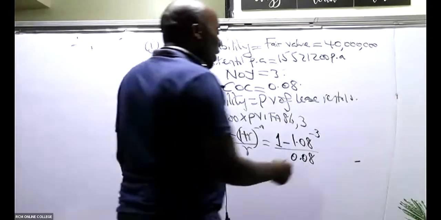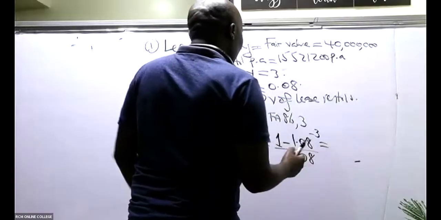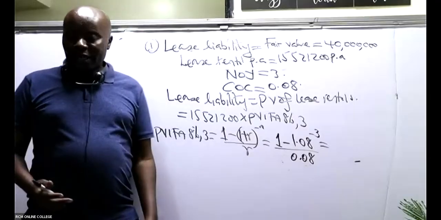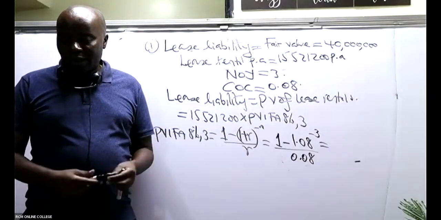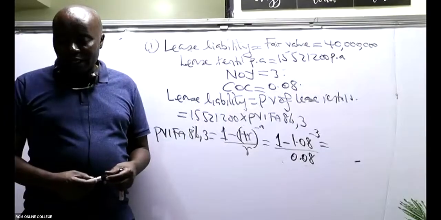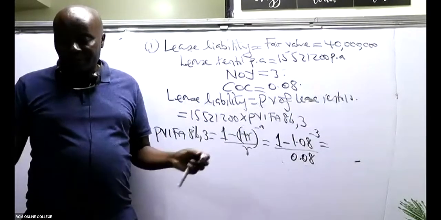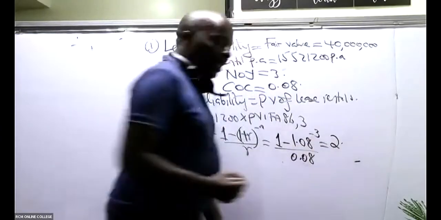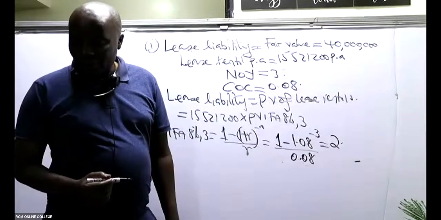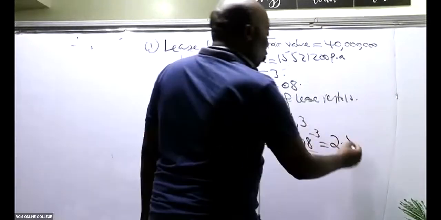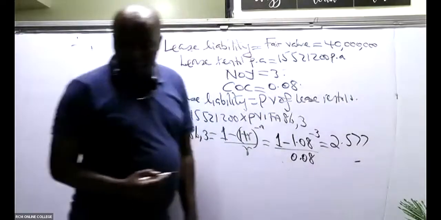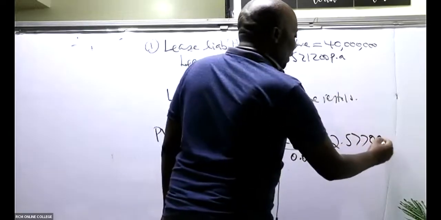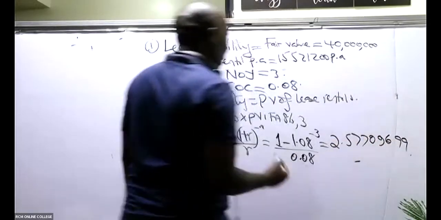Can you kindly try this time round to provide this figure in 8 decimal places? Let's try giving, in this case, 8 decimal places. So I know it is 2.5, 2.577, 2.577, 0.9698, 0.9699. Just like that. Thank you so much.